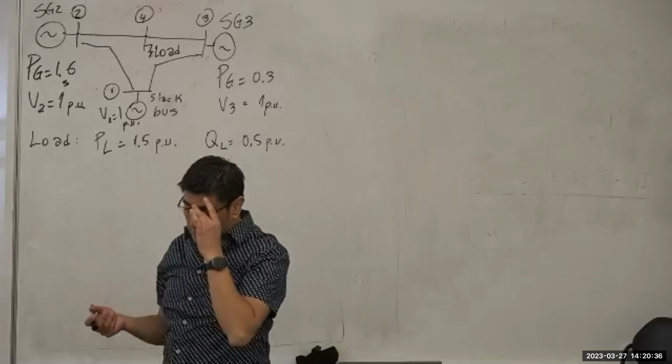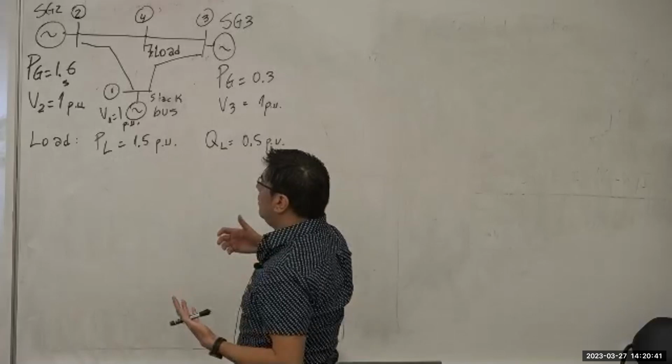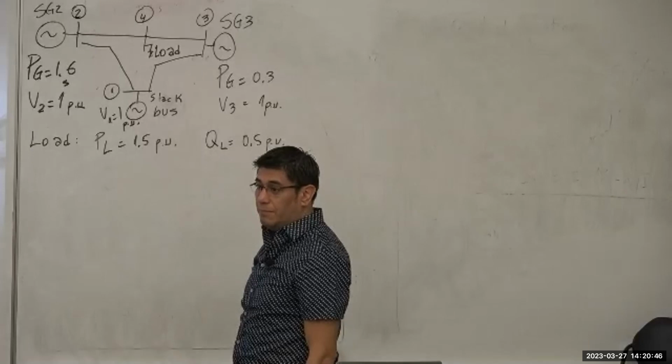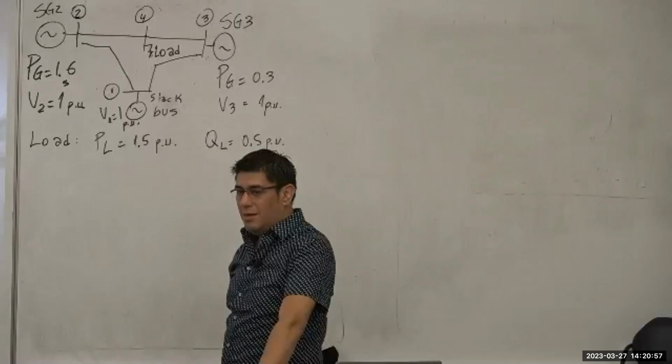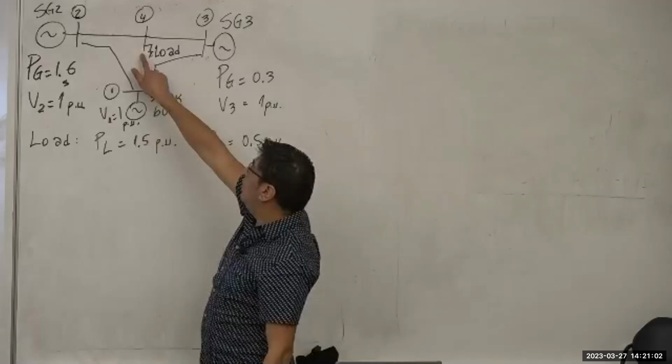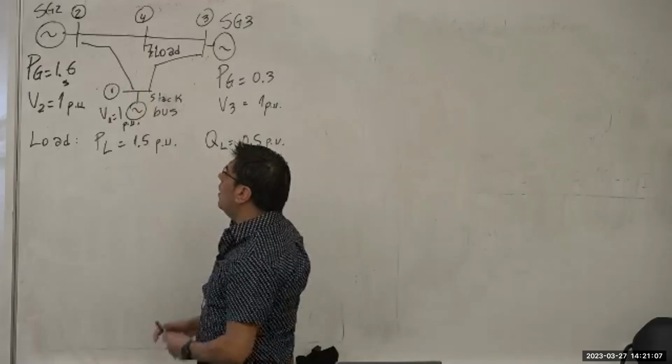Okay, so what is the principle of Gauss equation? What is the key equation? What are we trying to determine? The voltage angles at bus 2 and 3, and we have the power injection. What about here, bus 4? Magnitude and angle. We have the power injection.